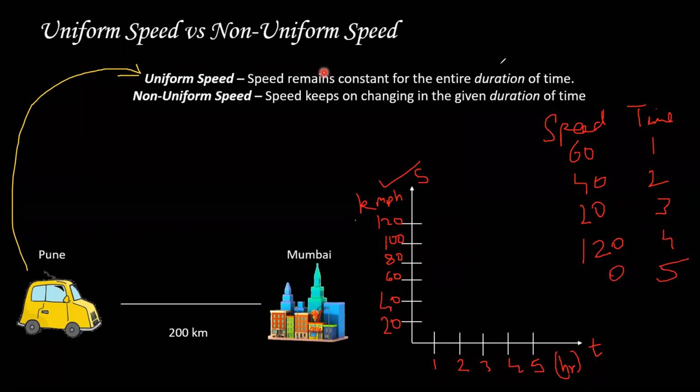Okay. So I'm going to plot these on the graph again. For 60, it is 1, so it is somewhere over here. Then for the second hour it is 40, so it is somewhere over here. Then 20, so it's somewhere over here. Then 120, so it is somewhere over here. And for the fifth hour, it is somewhere over here because it is 0. So I will plot this graph. It is something like this.